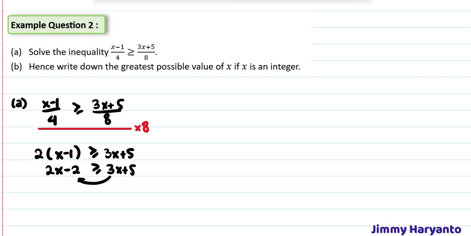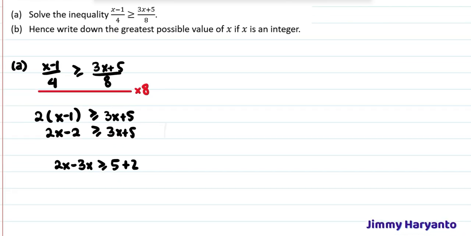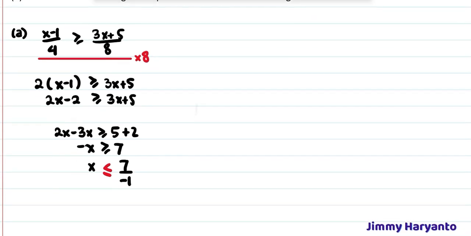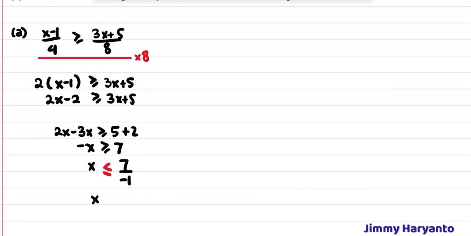And then I will move the 3x to the left hand side. You will have 2x - 3x greater than or equal to 5 + 2, that means negative x greater than or equal to 7, and that also means x equals 7 divided by negative 1. For this one, because you divide by a negative number, you have to change the sign. So the final answer is x less than or equal to negative 7.